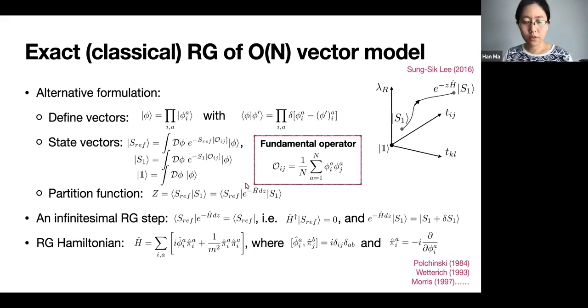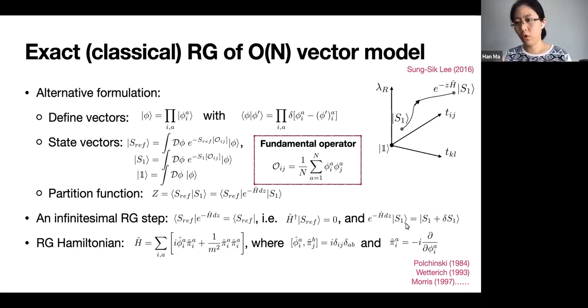As I said before, it is implemented by a linear operator. Now notice the partition function and the reference action are invariant under the RG transformation. So we can do the RG transformation by inserting the RG operator in between the two state vectors. When it acts on the left, it gives an invariant vector and also an invariant partition function. When it acts on the right, it gives a deformation, a correction.